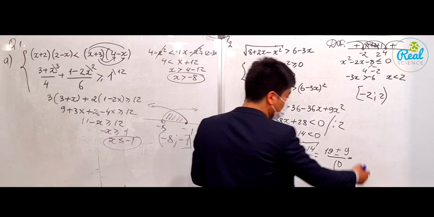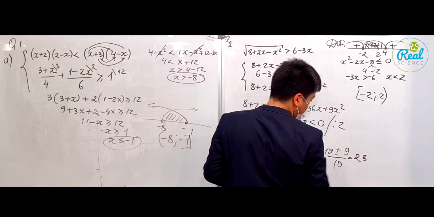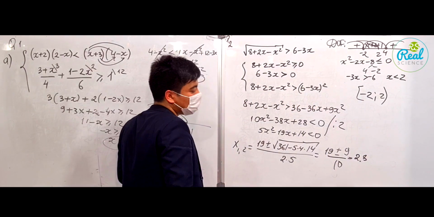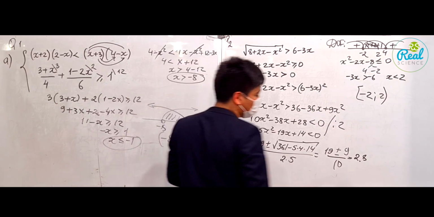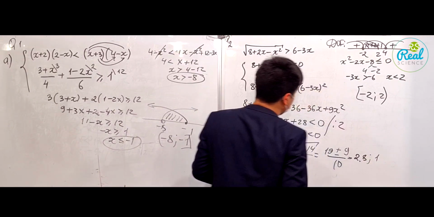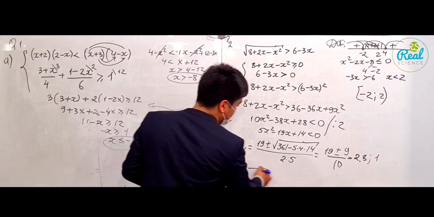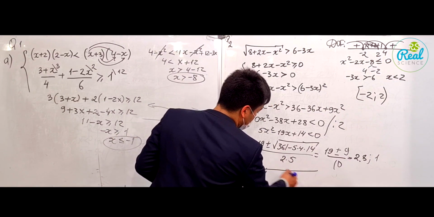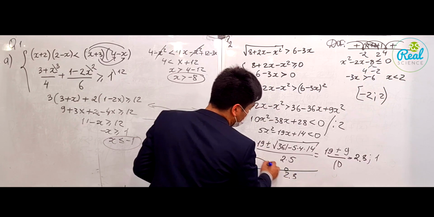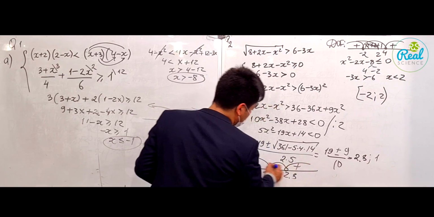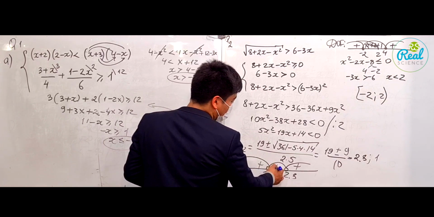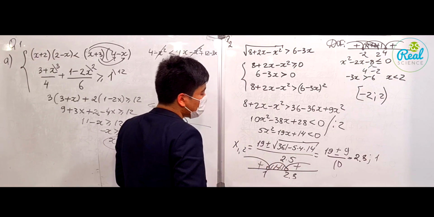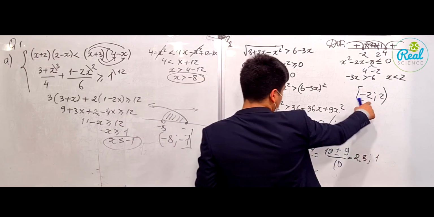19 plus 9 is 28. 28 over 10 is 2.8. 19 minus 9 is 10. 10 over 10 is 1. And we need actually just the interval now. 1 and 2.8, and both are open. Positive, negative, positive. We need negative. But there was such kind of answer.